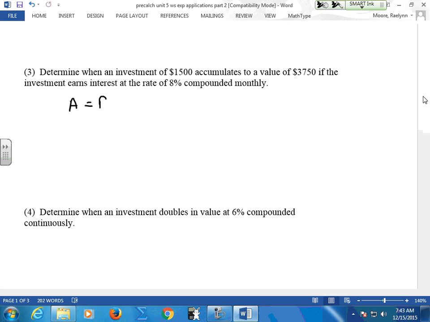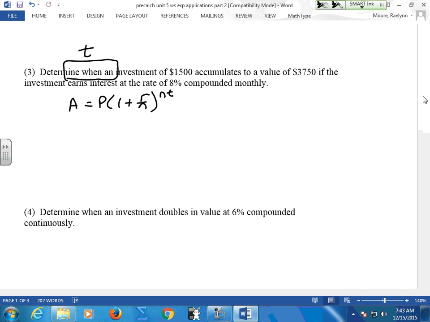Yeah. So it's not saying how many months at most, we don't know? Or how long it'll take? So what is it they're asking us to find? T. Determine when. Okay? So we're going to have to use your calculator for this guy, because we're going to have your variable in your exponent.